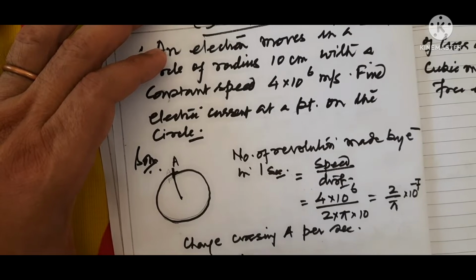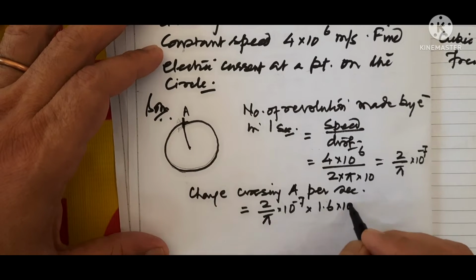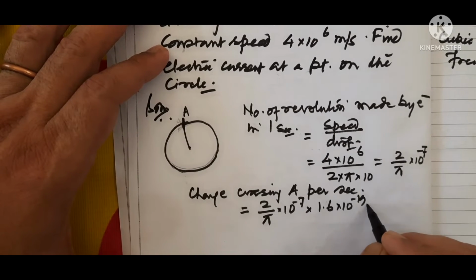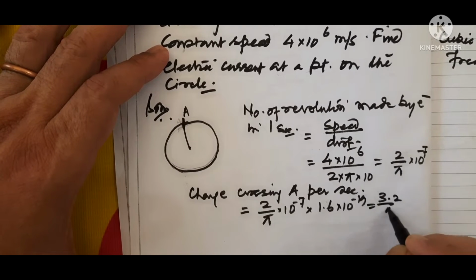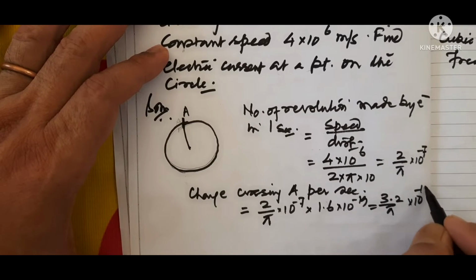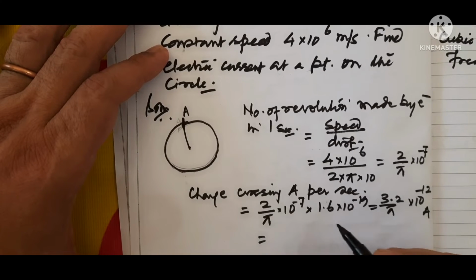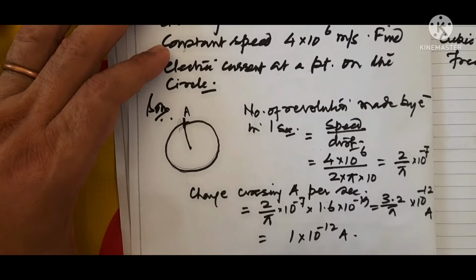will be how much? This number of electron revolutions, 2 by pi into 10 to the power minus 7, into electronic charge 1.6 into 10 to the power minus 19, right? That comes out to be, we will calculate, 3.2 by pi into 10 to the power minus 12. That much is the ampere. So if you calculate and put the value of pi, you will get 1 into 10 to the power minus 12 ampere. That should be your answer.